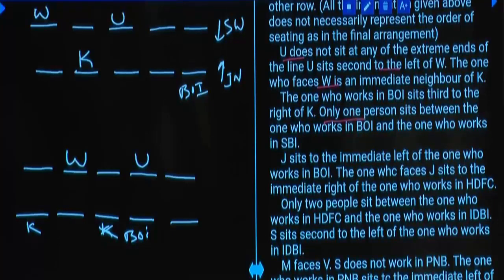Only one person sits between Bank of India and the one who works in SBI. One person between Bank of India and SBI. Now in this one SBI will be here. One person between SBI and Bank of India. J sits to the immediate left of the one who works in BOB.